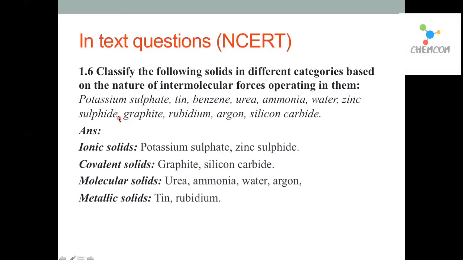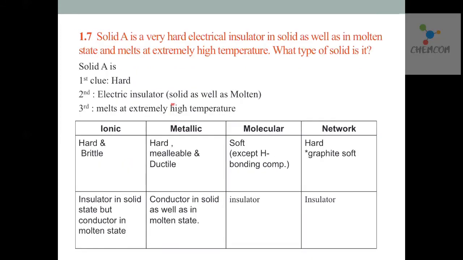Zinc sulfide. Zinc sulfide is an example of an ionic compound, and thus it should be an ionic solid. Graphite. Graphite is an allotrope of carbon, and hence it should be a covalent solid, or network solid. Rubidium, it's a metal, and hence it should be a metallic solid. Argon. Argon is a noble gas, and all the noble gases are molecular solids. Silicon carbide is undoubtedly a network solid.